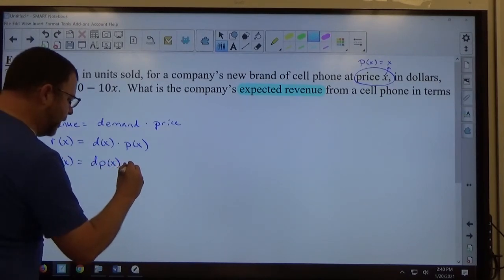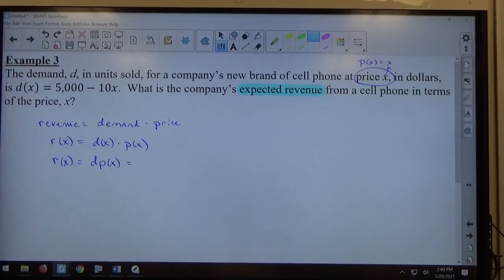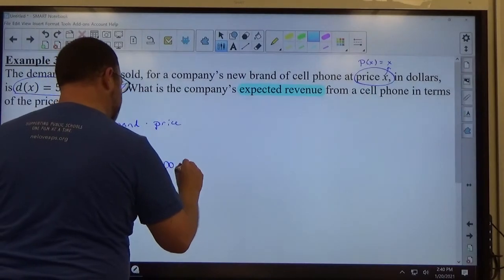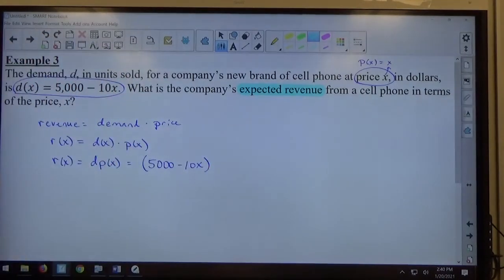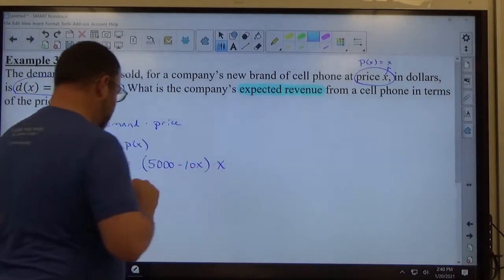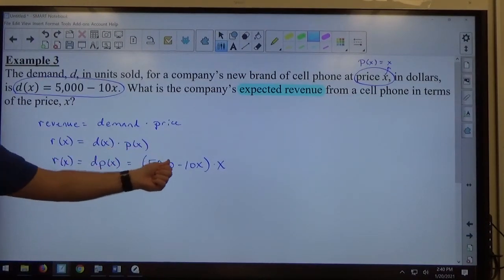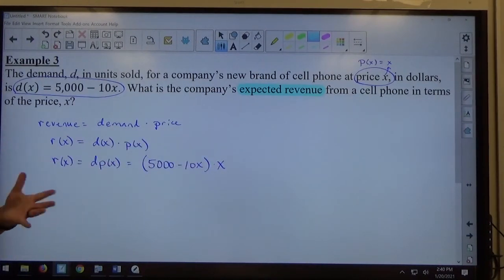What is function D? We don't know. Oh wait. Oh. Function D is D of X, right? D of X is 5,000 minus 10X, I'll put that in parentheses. What's function P? P of X equals X, so we're going to multiply that times X, right? So the revenue function is just the demand function times the price function. Demand is this, price is this. We're going to multiply those together.